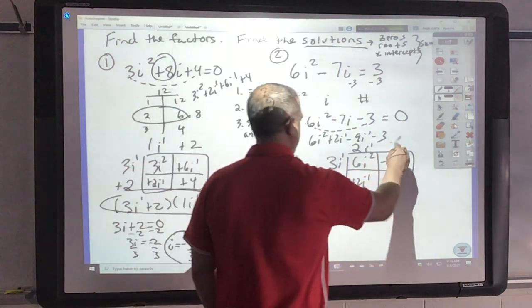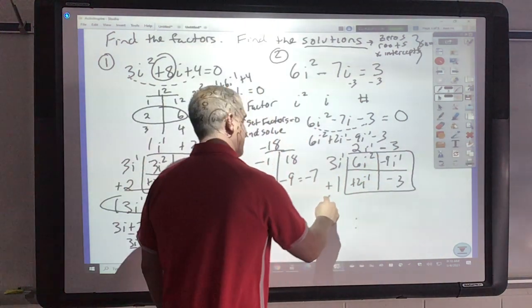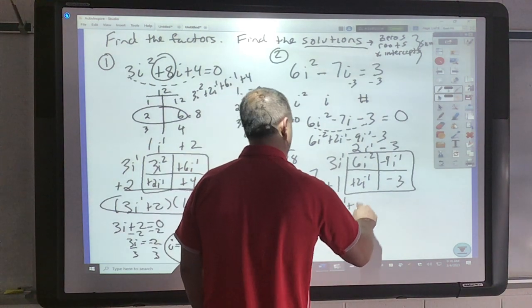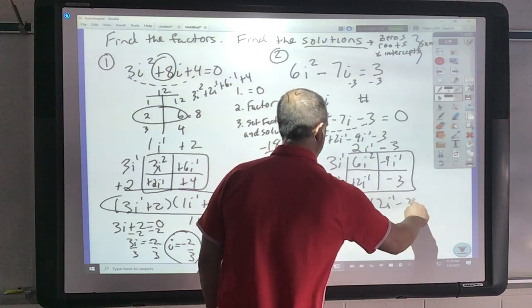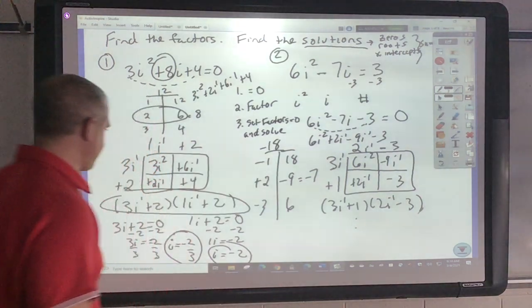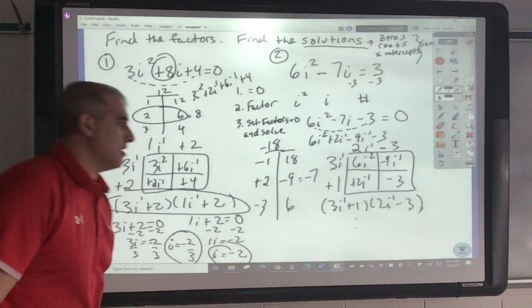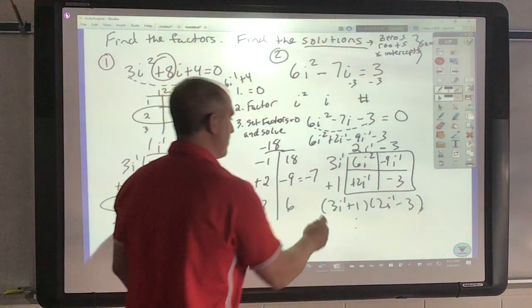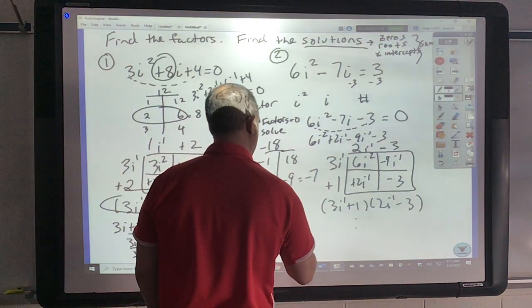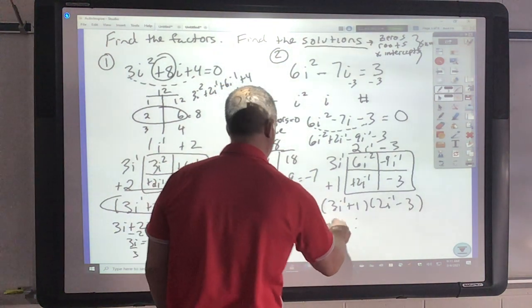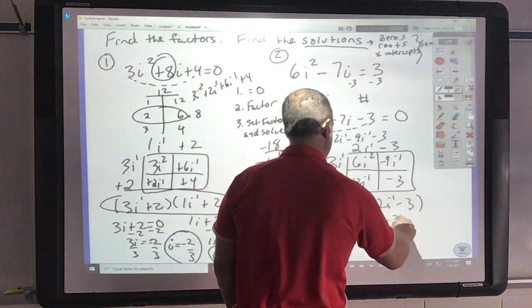It's going to be 3. Since there's a minus here, there's a minus there. So my factors are 3I to the first plus 1, 2I to the first minus 3. Okay? Alright, now what I want to do here is just take these and set them equal to 0 and solve. So those are the factors. So 3I plus 1 equals 0. 2I minus 3 equals 0.